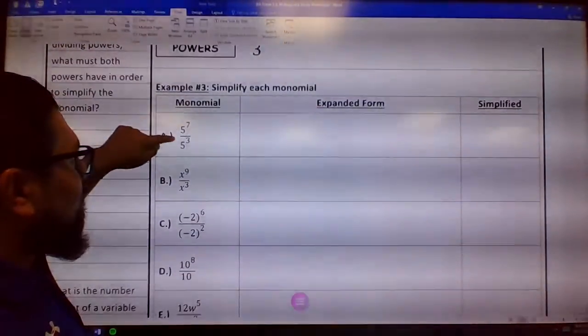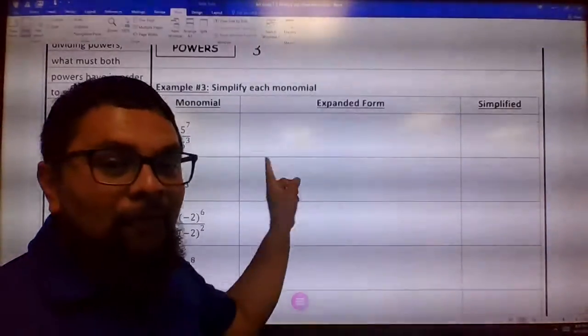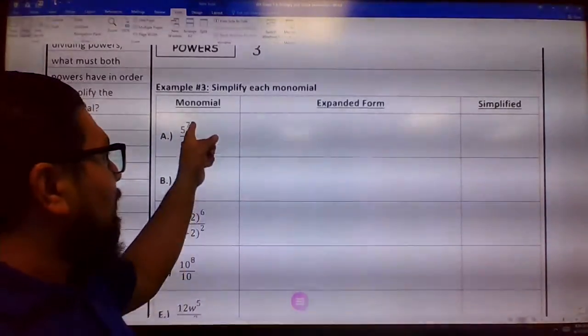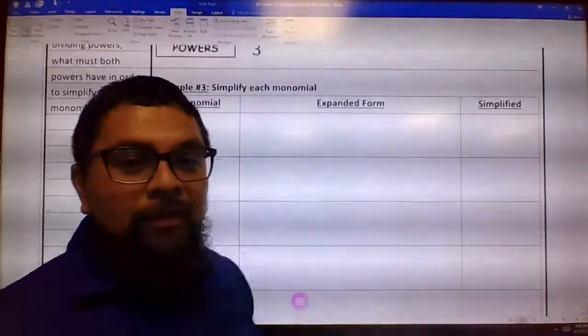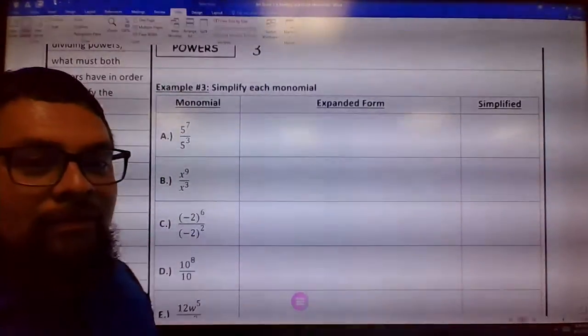So that's the trick. Look. 5 to the 7th divided by 5 to the 3rd. We wrote out the 5s and the 5s, yes? Well, the answer that we got was 5 to the 4th. Well, 7 minus 3 is 4. Ta-da!